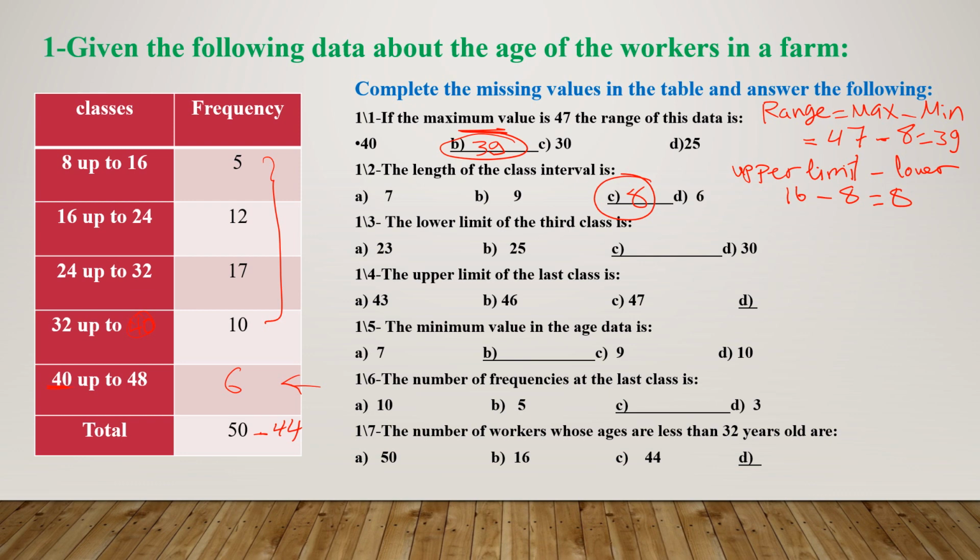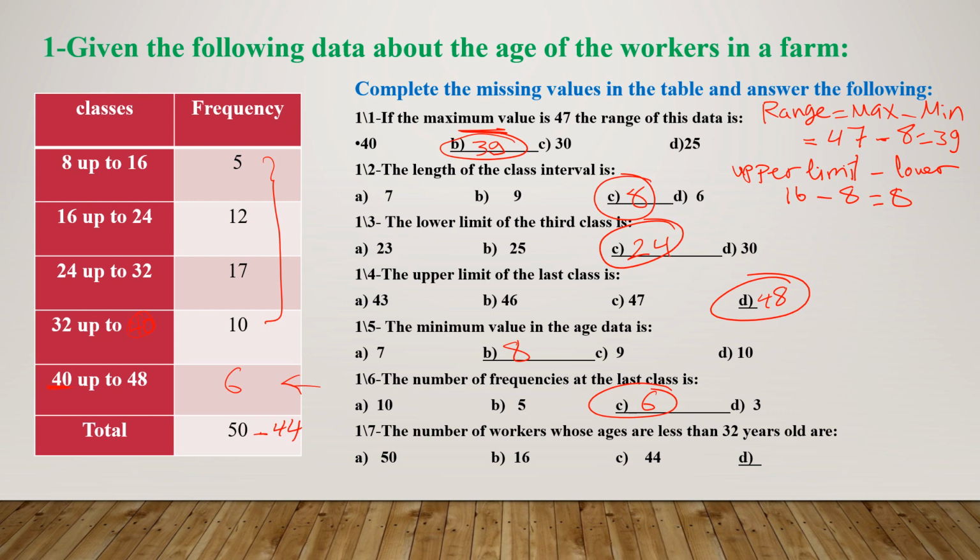The lower limit of the third class is 24, so the correct answer is C. The upper limit of the last class is 48. The minimum value in the age data is 8, which is the lower limit of the first class. The number of frequencies at the last class is 6, which is the missing value we just found.